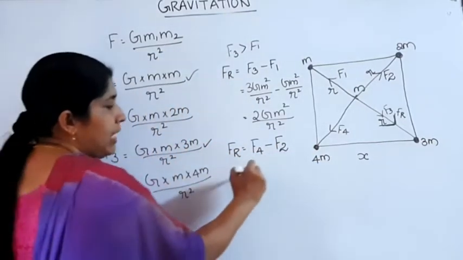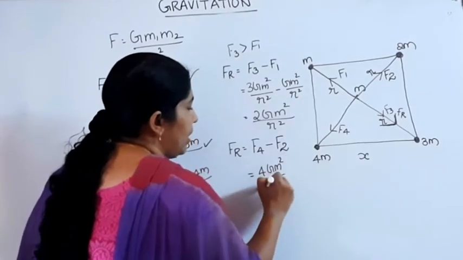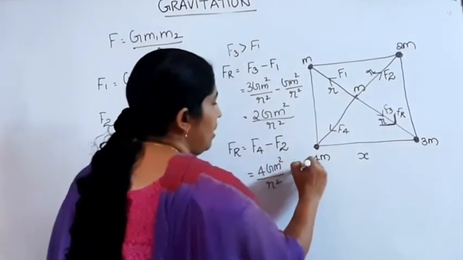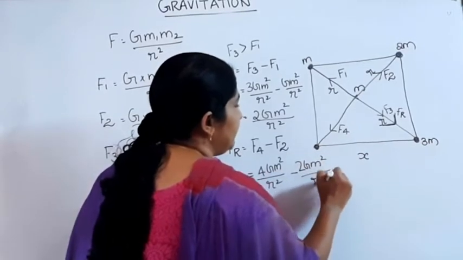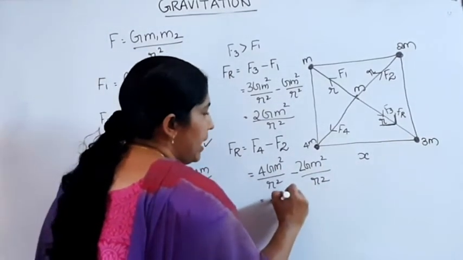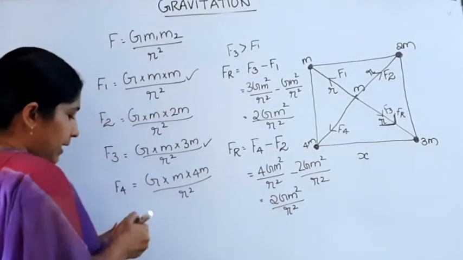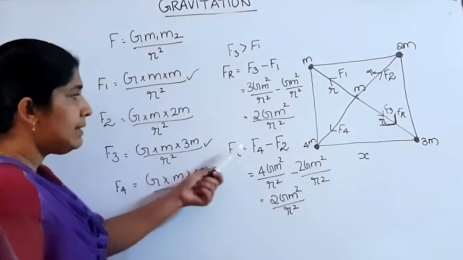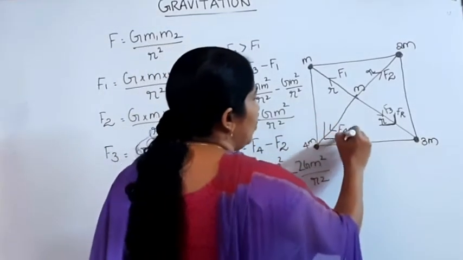Okay, from here we can write 4GM square divided by R square minus, what about F2? F2 is equal to 2GM square divided by R square. That's equal to 2GM square divided by R square. That's the resultant. And what about the direction of this resultant? The direction of this resultant is in the direction of F4 because F4 is greater. Then this is the resultant, F resultant.